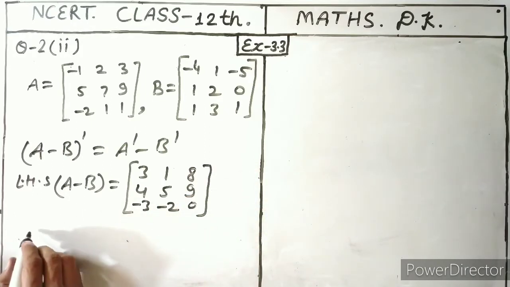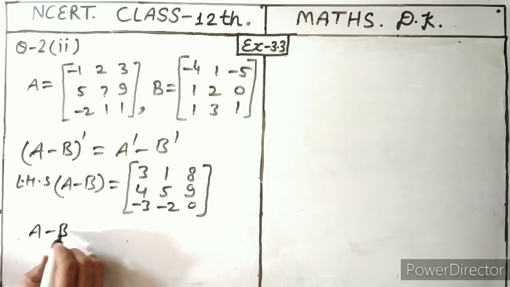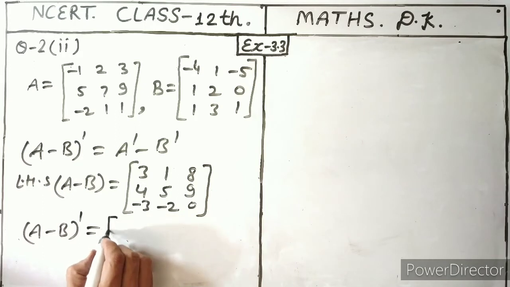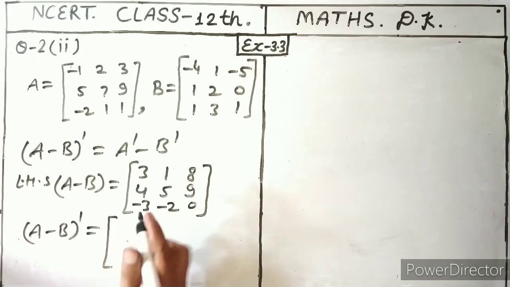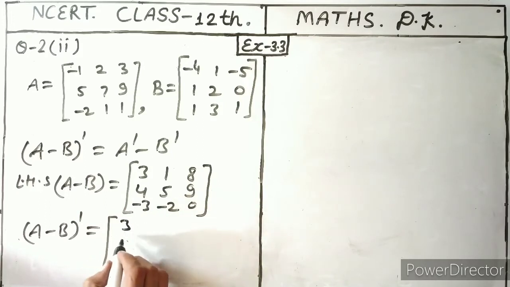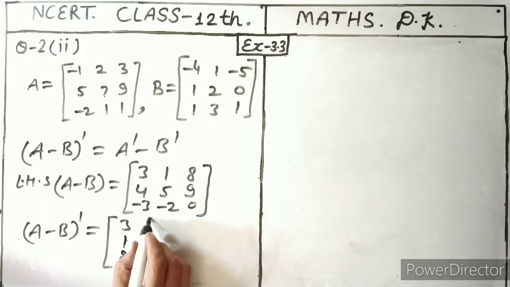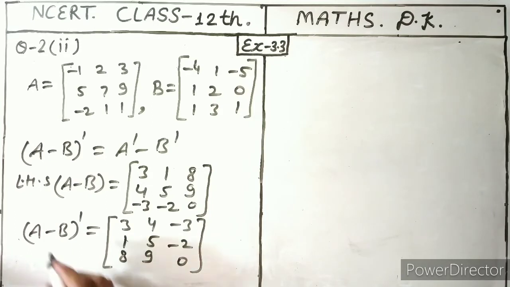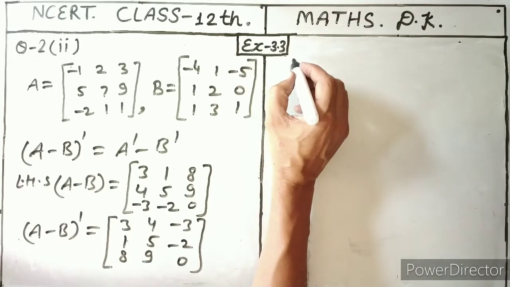And now we find out A minus B and its transpose. Its transpose is we interchange rows and columns of A minus B. 3, 1, 8, 4, 5, 9, -3, -2, 0. This is transpose of A minus B. And this is left hand side. Now right hand side.